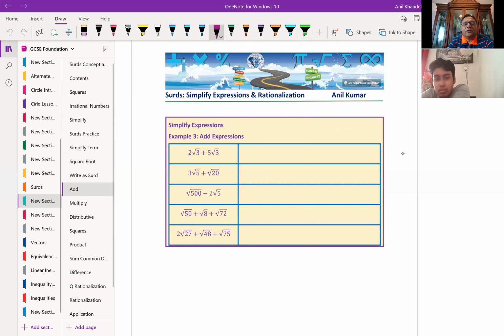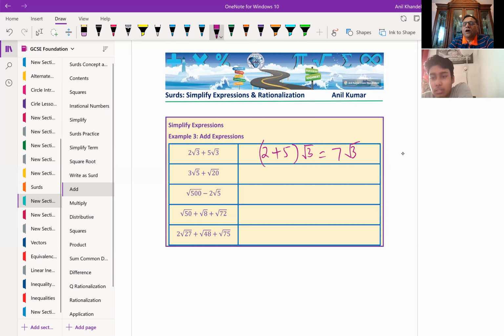So if I have to add 2 square root 3 with 5 square root 3, I can say square root 3 is common, right? Therefore, I could add 2 and 5 in this case because they have square root 3 as common. So that becomes 7 square root 3. But if it is not common, it cannot be added. Okay, sir. So that is how we add these expressions.